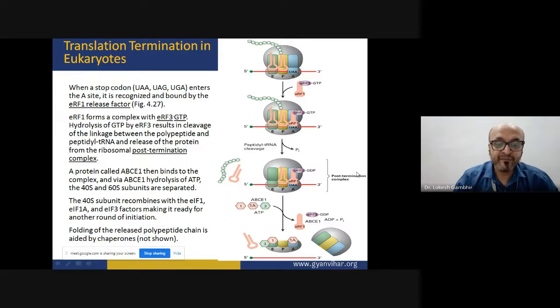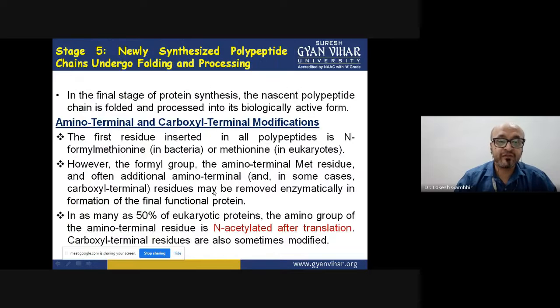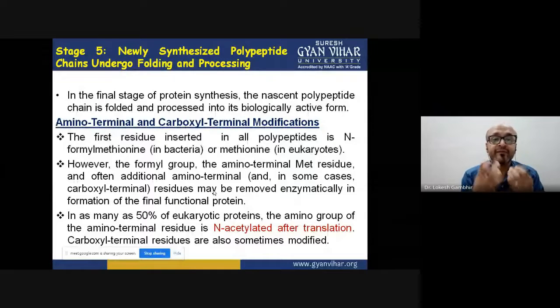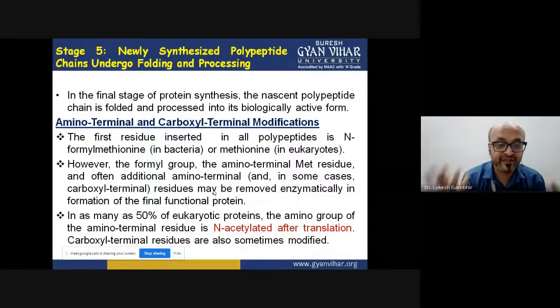Now what has happened? The protein chain is now released from the ribosome and has reached the cytoplasm. Then this protein will start folding and will undergo multiple modifications. What are those modifications?